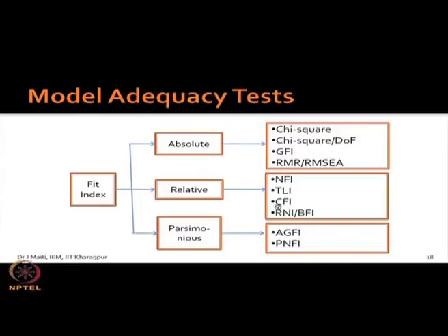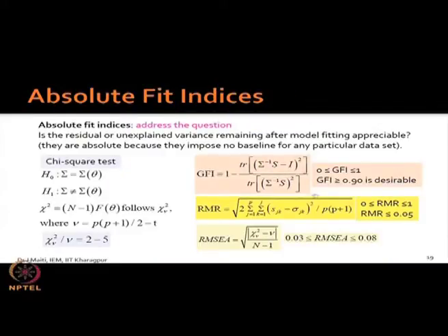And most of the, why most, I think almost all the indices are based on the chi-square value. So, we will discuss a little of this. For example, absolute fit index, what it does is it answers this question: is the residual or unexplained variance remaining after model fitting appreciable? Okay. So, we do something like this.